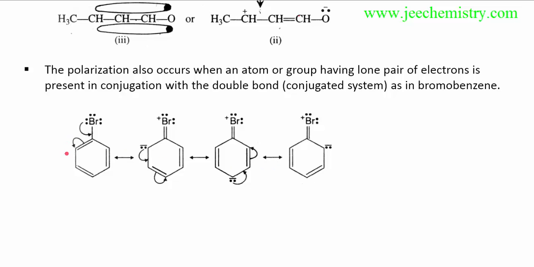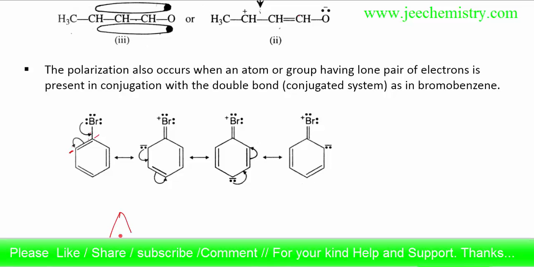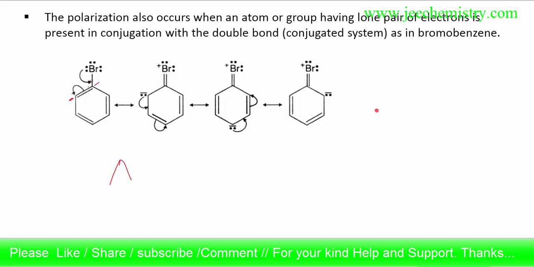The polarization is also seen in this type of conjugation system. If this lone pair shifts to this position, this will shift like this, and this will get a minus charge. Here this lone pair shifts like this, but actually we can denote the structure like this. Here bromine is there. Here are double bonds. This double bond is shifted to this position.